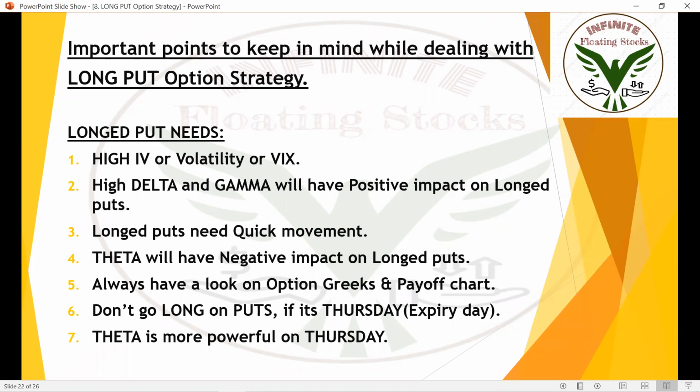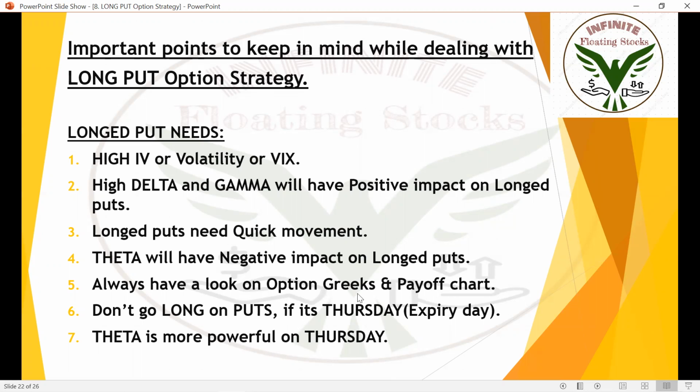So when you're dealing with long puts, you need a high volatile market or high VIX market, and you need high delta and high gamma. That will have a positive impact on long puts, and long puts need quick movement. I already told you this. And theta will have a negative impact. If it is taking more time to hit your target, there's no benefit. You won't get profits if it takes more time when dealing with the long put option strategy. We need quick movements, and our target needs to be achieved in very quick time. So always have a look at option Greeks.